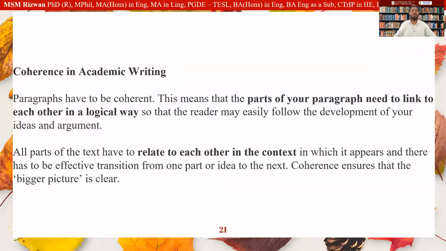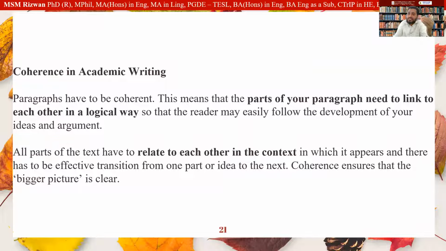So now let us move on to cohesion and coherence in academic writing. Here, paragraphs have to be coherent. Think of whenever you develop paragraphs, one para with the next para, there should be coherence, right? Paragraphs have to be coherent. This means that the parts of your paragraph need to link to each other in a logical way. So when they are linked in a logical way, you can have coherence in academic writing, so that the reader may easily follow the development of your ideas and argument.